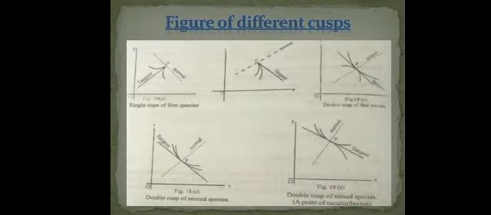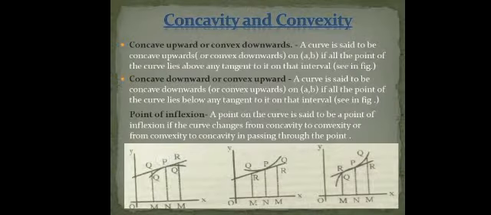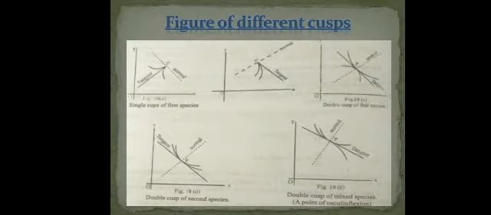Now these are the figures of different cusps. This one is single cusp of first species. This one is single cusp of second species. Sorry, it is not mentioned, but yes, it is single cusp of second species. This one is double cusp of first species. This one is double cusp of second species. And this is osculination. A point of osculination means double cusp of mixed species.